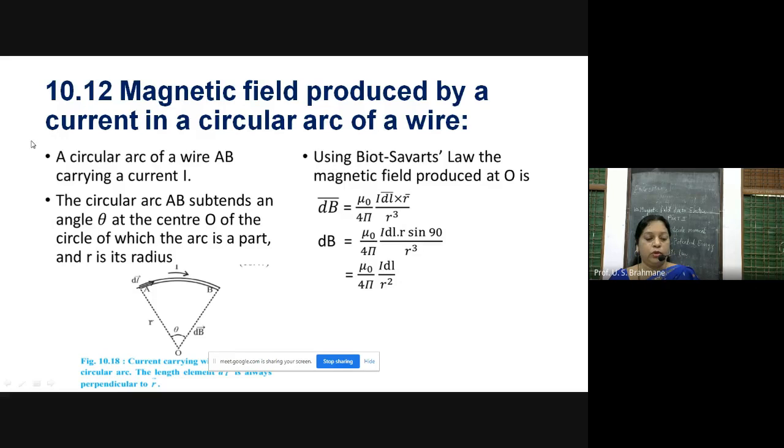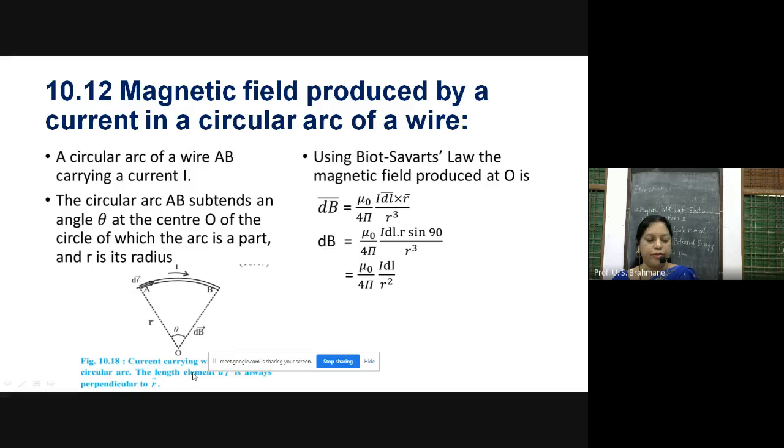Now, the last topic of today's lecture is the magnetic field produced by a current in a circular arc of a wire. We have seen for the straight conductor earlier using Biot-Savart's law. Now here we are going to take a part of a circle. It is called an arc, and the angle subtended is theta.